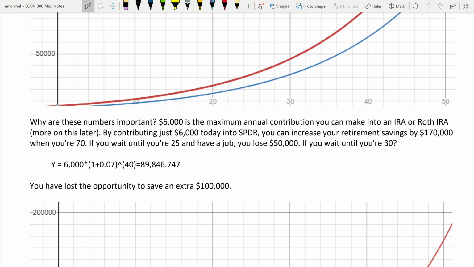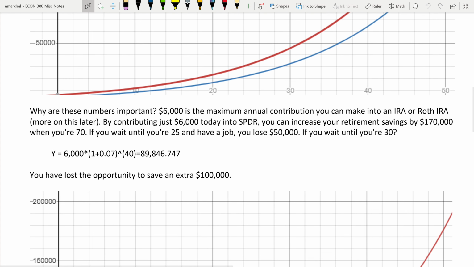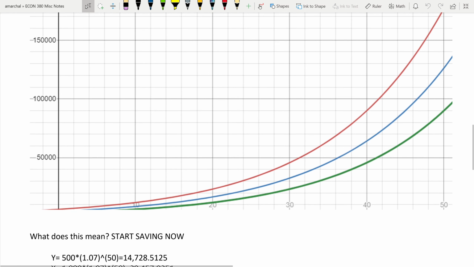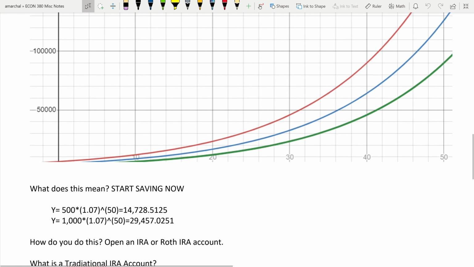Of course, not super precise here with the ages, but we're talking about $6,000 giving you $170,000 when you are retired. However, if you waited until you're 25 and have a job, you would lose $50,000. And if you wait until you're 30, you would lose nearly $100,000 of your retirement by waiting to start saving until you're 30. And this green line shows that shift. The green line just moves the same graph over by 5 years again. So what does this really mean? You need to start saving ASAP because you can get away with putting a lot less aside to return a lot more in the future.